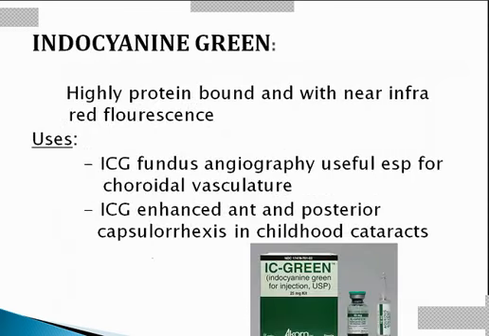And the other one is indocyanine green. This is highly protein bound and with near infrared fluorescence. So it is used for ICG fundus angiography, useful for choroidal vasculature. To see the choroidal vasculature, we use indocyanine green instead of fluorescein. Mainly for visualizing the choroidal vessels while doing fundus angiography. ICG enhances the anterior and posterior capsular access in childhood cataracts.